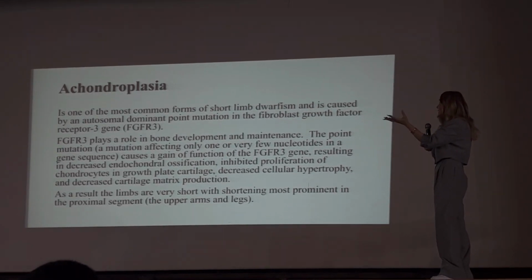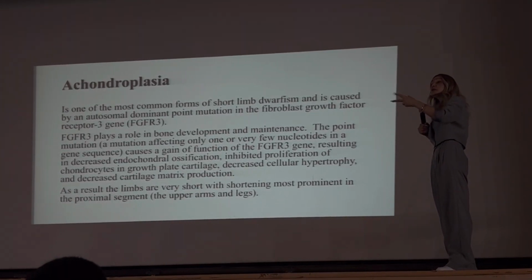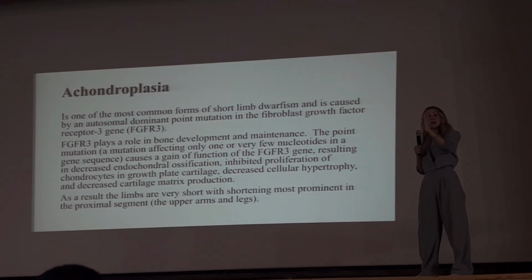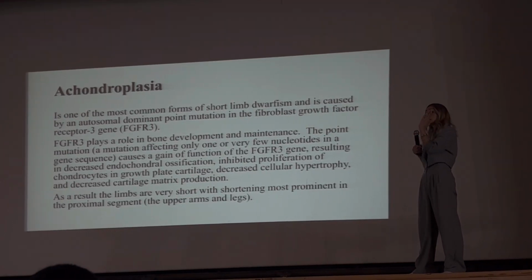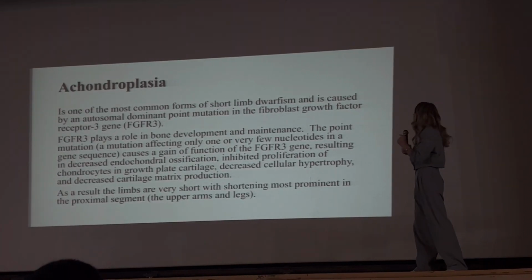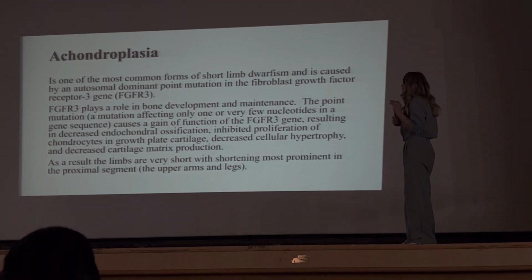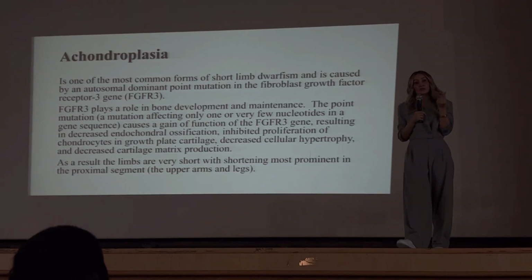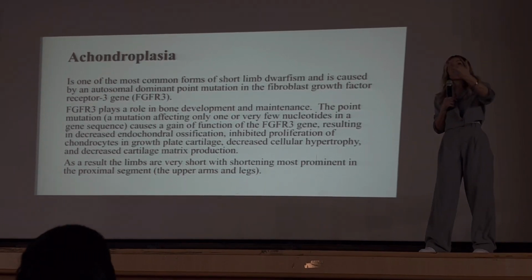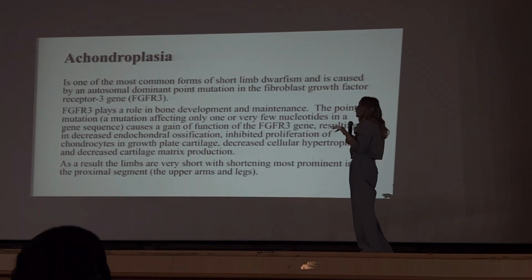The point mutation is a nucleotide substitution in the gene sequence. In this particular type of gene, it will lead to achondroplasia. It causes a gain of function, which is not good. A gain of function of the gene resulting in decreased endochondral ossification.